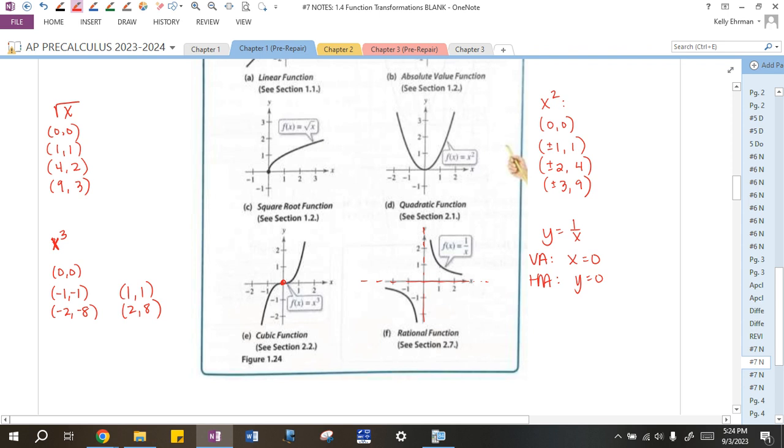And then what are the nice points? There's really only 2 nice points that I'm expecting you to plot and then work with as far as stretching goes. We've got (1, 1) and (negative 1, negative 1), right? 1 over 1 is 1. 1 over negative 1 is negative 1.